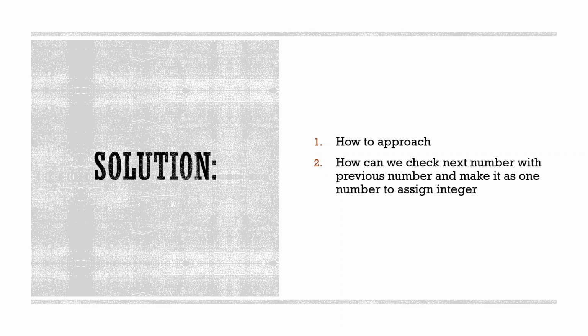So let's do some analysis of how we can approach the problem. How can we check the number with the previous number? I already said that for the Roman number 4, we have to consider 5 with the prefix 1. We need to club the two and give the value 4, or else simply 5 minus 1, which is 4. These kinds of things we need to take care of.